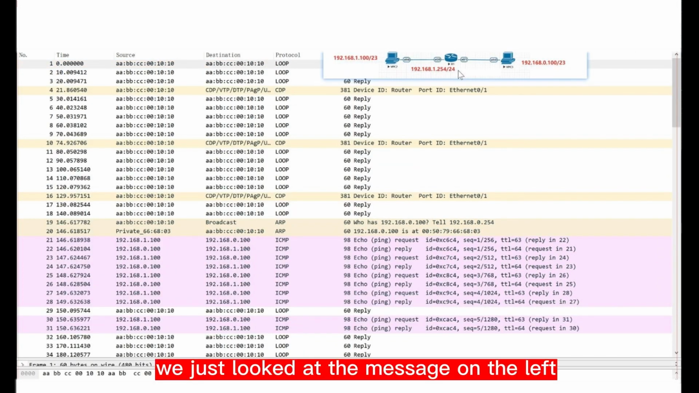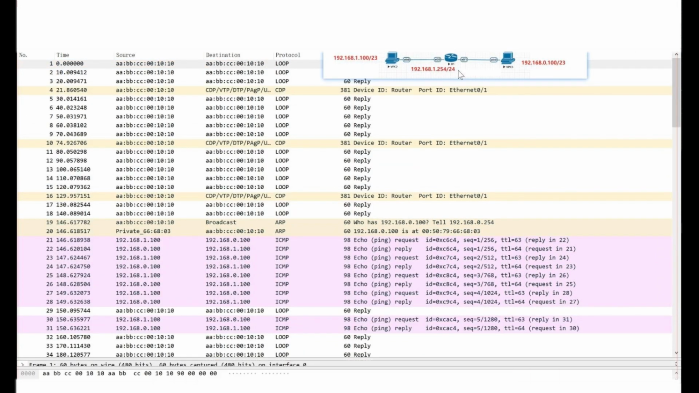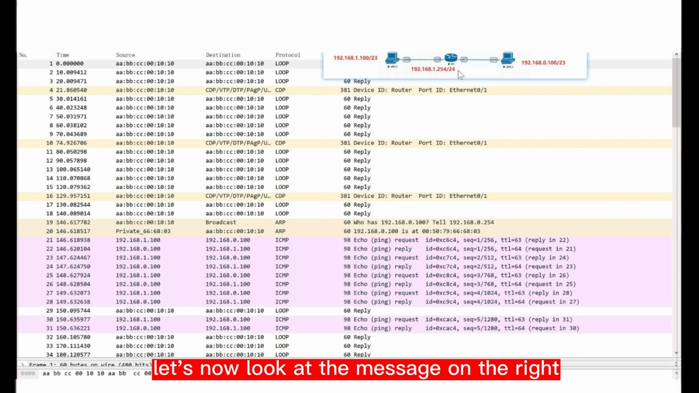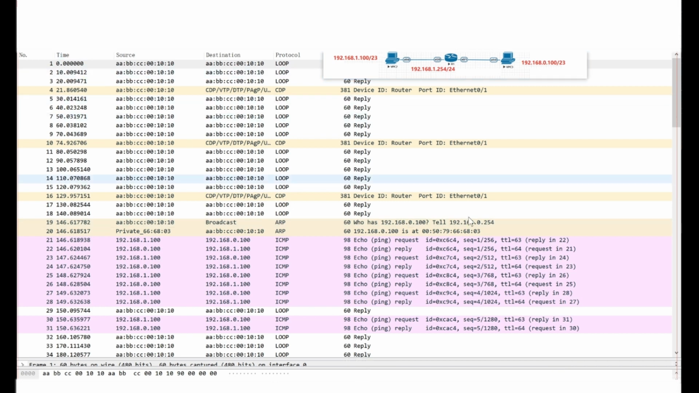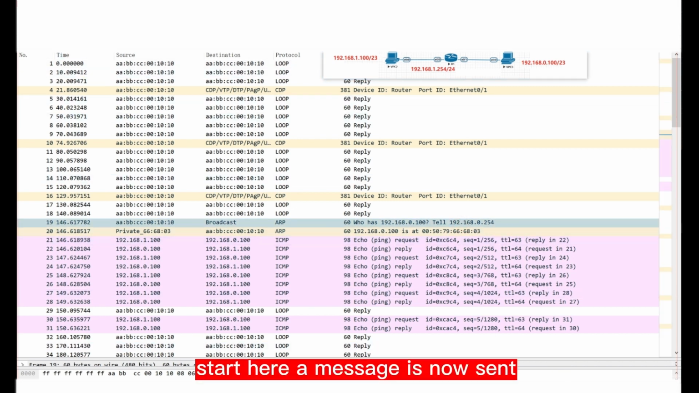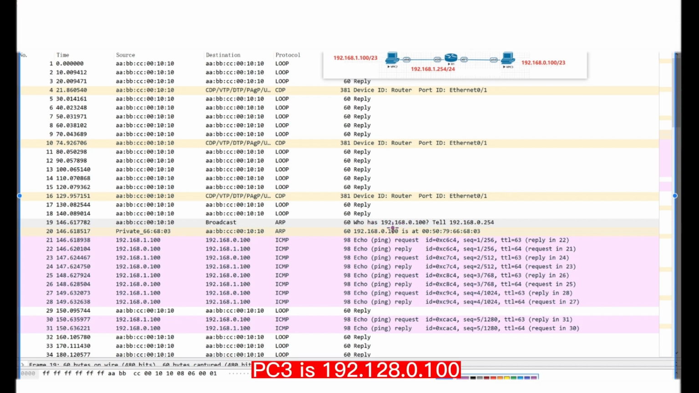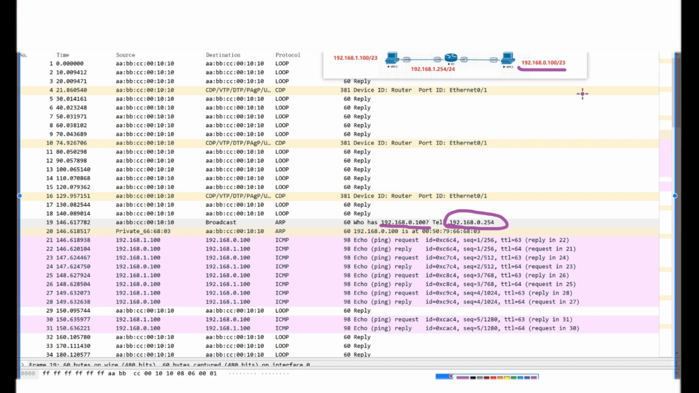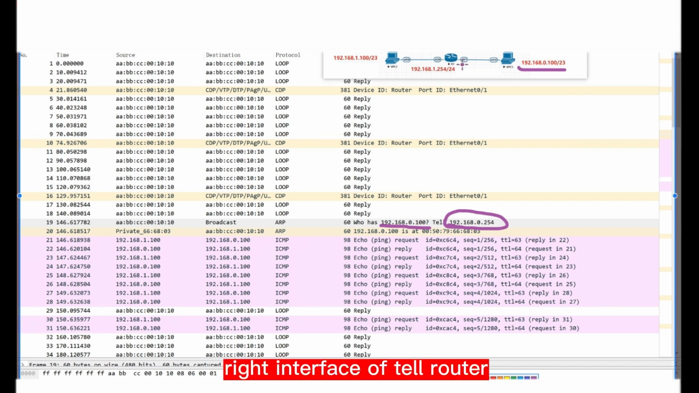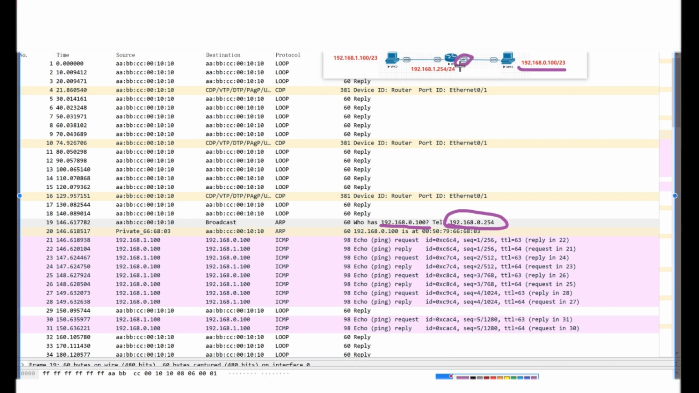Okay. We just looked at the message on the left. Let's now look at the message on the right. That is the interface on the right. I pause. Start here. A message is now sent. Who has PC3, 192.168.0.100? Tell 192.168.0.254, the right interface of the router, because this is the packet captured under this interface.